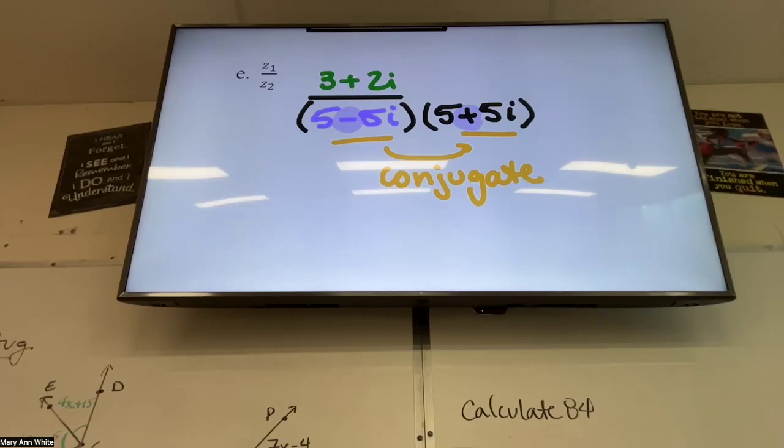Is that something you remember hearing last year? Okay, well, I'll teach it to you. Conjugate. And I think of conjugate a lot like Spanish. You're conjugating verbs. We're just changing it a slight bit. So we're multiplying by the conjugate. And whatever you do in the denominator, you also have to do in the numerator. So I also have to multiply the top by 5 plus 5i.